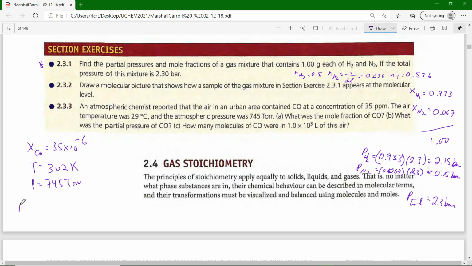So the partial pressure of CO is the mole fraction of CO times the total pressure. So 35 by 10 to the minus 6 times 745, or 0.026 torr, 2.6 by 10 to the minus 2, right?